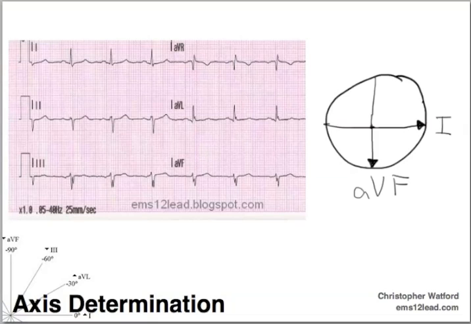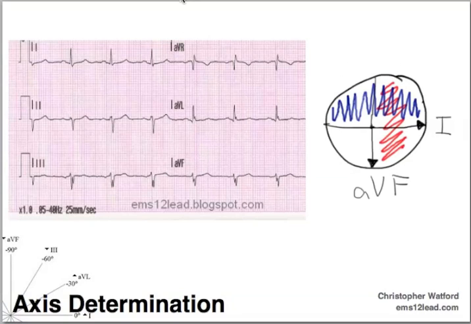In this one, we're up in 1, so we know we're either here or here. So we'll go ahead and color. We've determined we're up in 1. Now let's look at AVF. We're down in AVF. So if AVF points this way, this is down in AVF. So we are up in 1 and down in AVF. They converge up here, which we said is left axis deviation, which is broken into physiologic and pathologic.